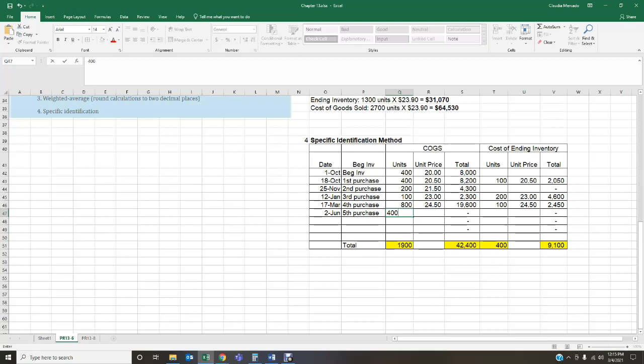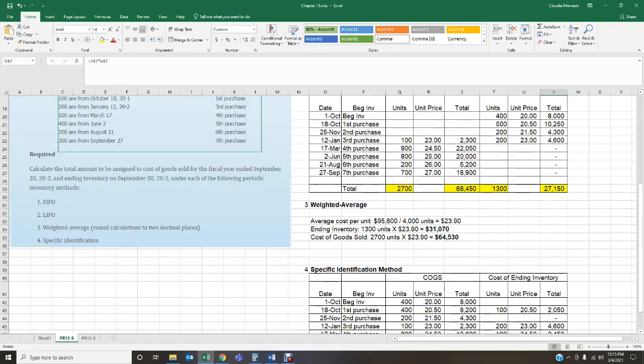So we have 400 units that we sold at $25 apiece, and then we have 400 units that we kept at $25 apiece. So that happened on June the 2nd.